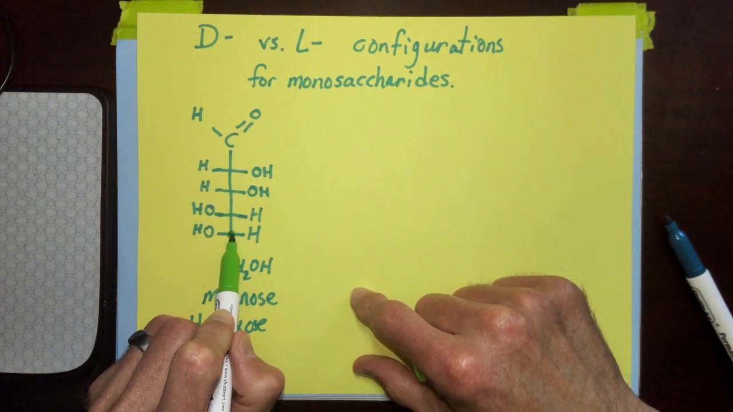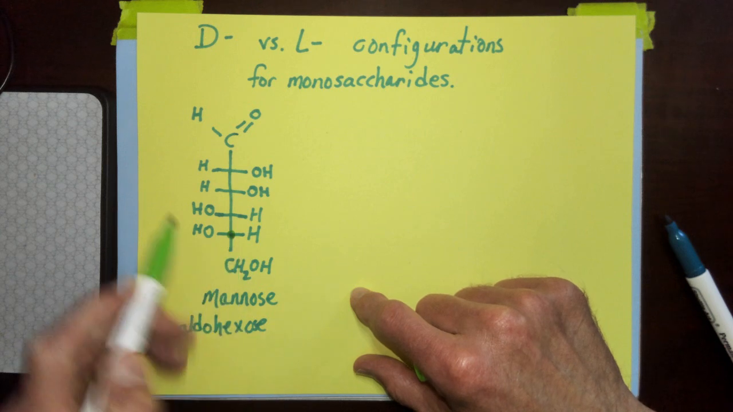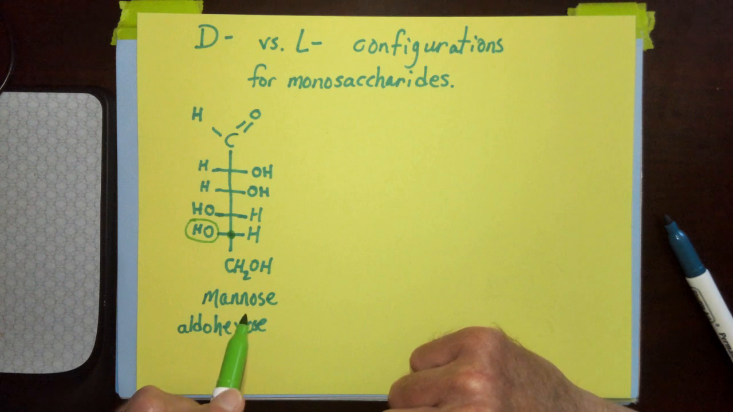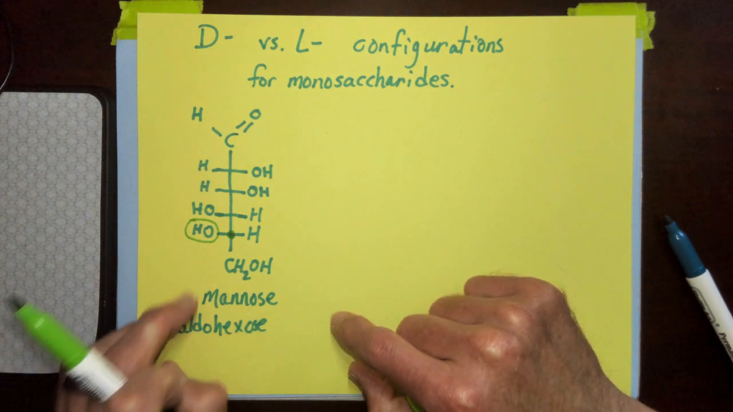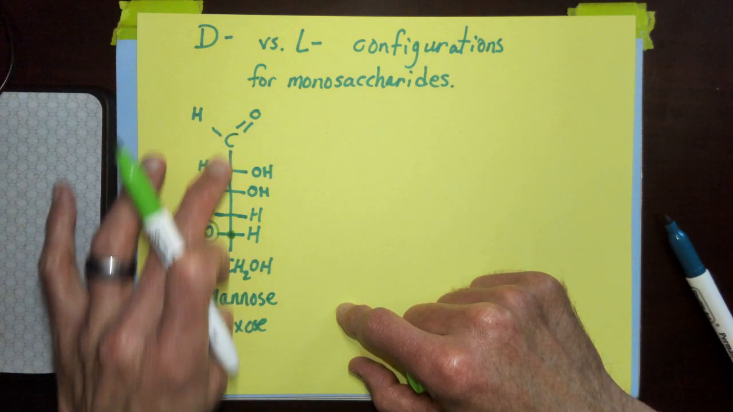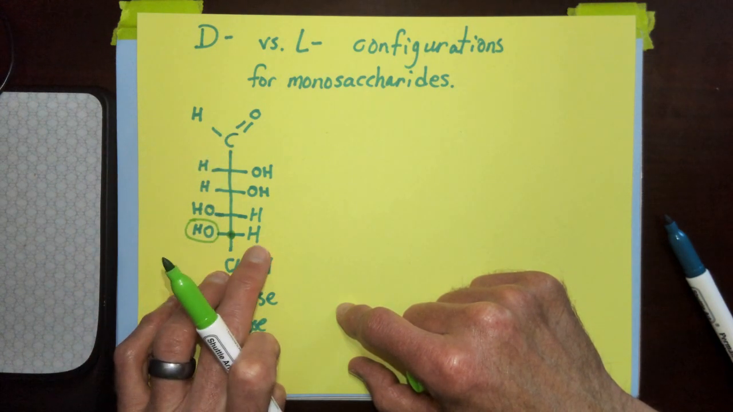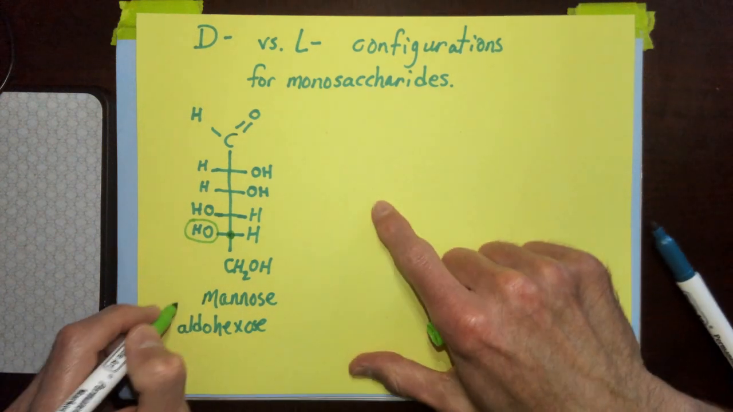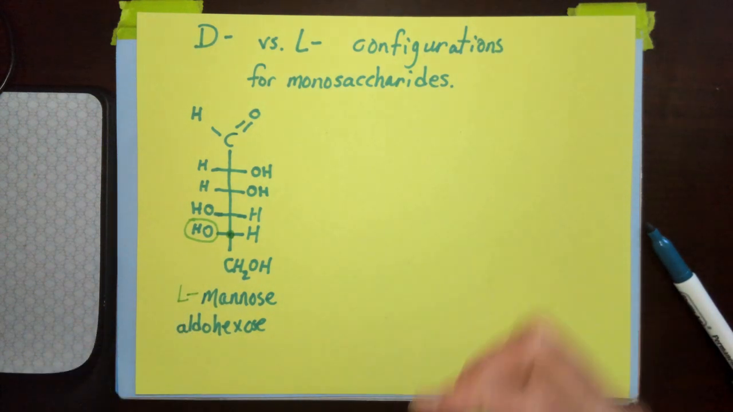Now, if it's an L configuration, then the OH, the hydroxyl group, will be on the left side. If the hydroxyl group is on the right side in the Fisher projection, then it's the D configuration. So this is L monos.